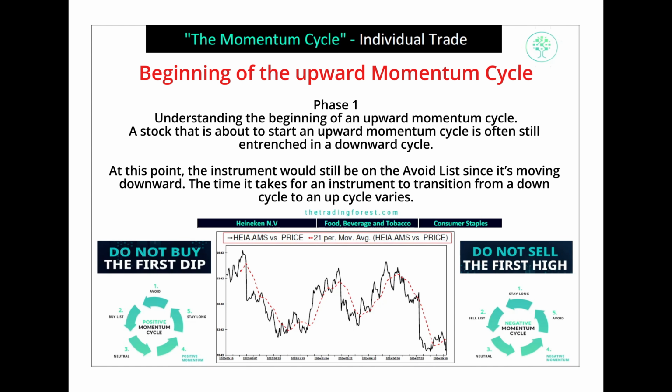Beginning of the upward momentum cycle, phase 1. Understanding the beginning of an upward momentum cycle. A stock that is about to start an upward momentum cycle is often still entrenched in a downward cycle. At this point, the instrument would still be on the avoid list since it's moving downward. The time it takes for an instrument to transition from a down cycle to an up cycle varies.